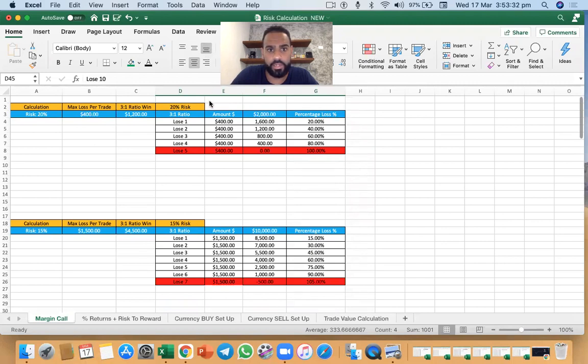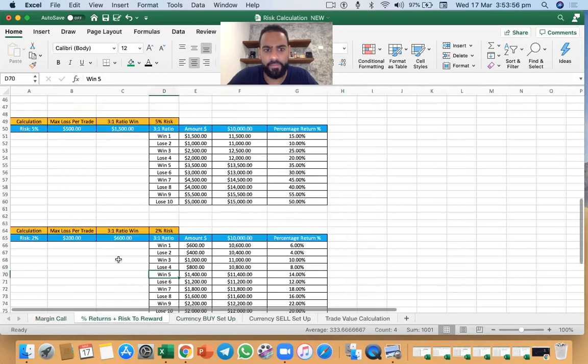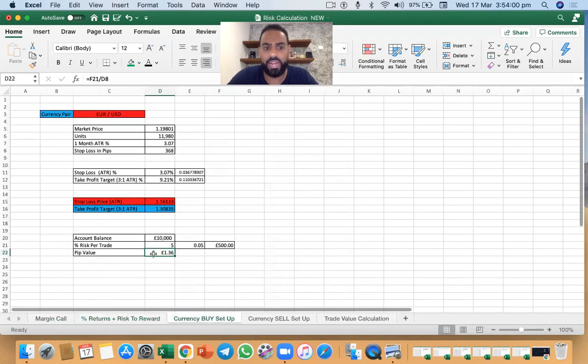One second, let me just get this question up. When you get the amount you're risking on a trade, how do you calculate the pip value? As I've shown you guys, I've already gone through that with you. I've already shown you on the spreadsheet. It's all here for you. Pip value is here. It calculates it for you.